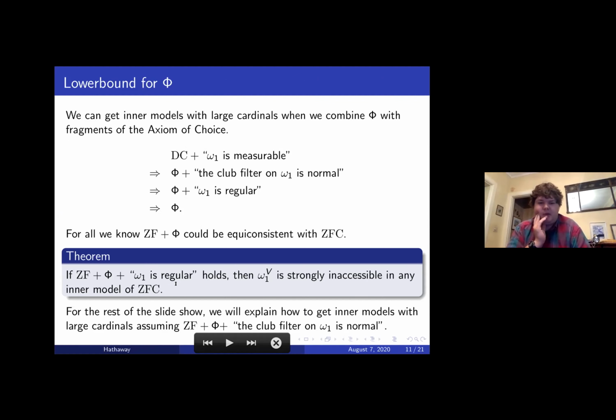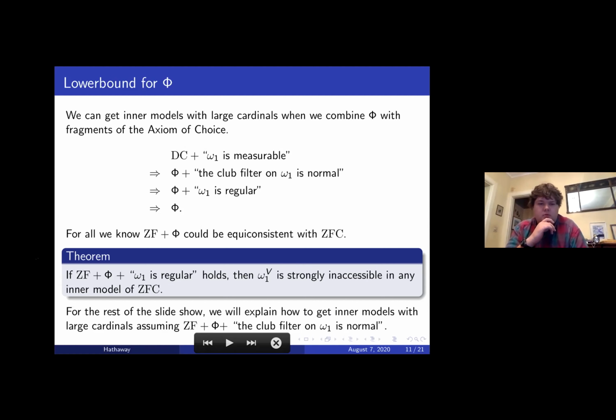And that's by an argument I mentioned before, which is if you have phi and omega 1 is regular, it must be that there's no injection of omega 1 into R. And then if there's no injection of omega 1 into R and omega 1 is regular, then you get this result: omega 1 of V is strongly inaccessible in any inner model of ZFC.